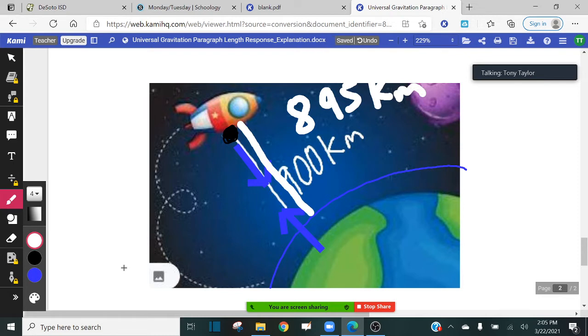Because the Earth is moving toward the package at the exact same time that the package is moving toward the Earth, basically that distance is going to be shortened. So by the time this package comes in contact with the Earth, the actual distance, instead of being 900 kilometers, is going to be around 890 something. Does that make sense, everyone?